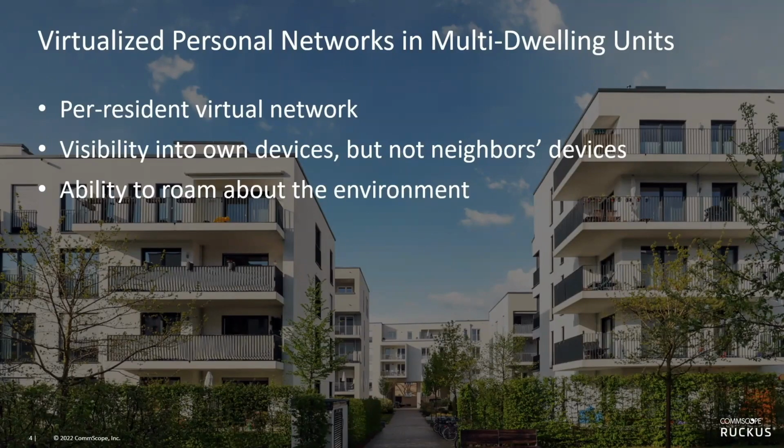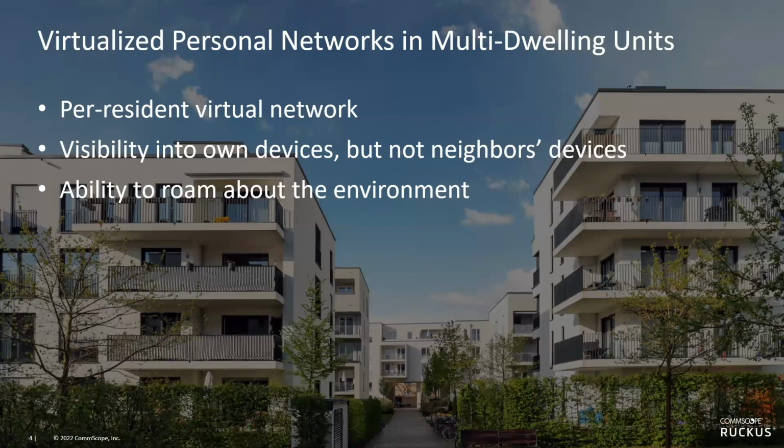And what you're able to do with network segmentation in this kind of environment is to provide, with a unified network, a per-resident virtual network so that residents have a more personalized experience because they have visibility into their own devices, but not their neighbors' devices. So it really has the feeling of a personal network, but that coverage is still pervasive throughout the environment.